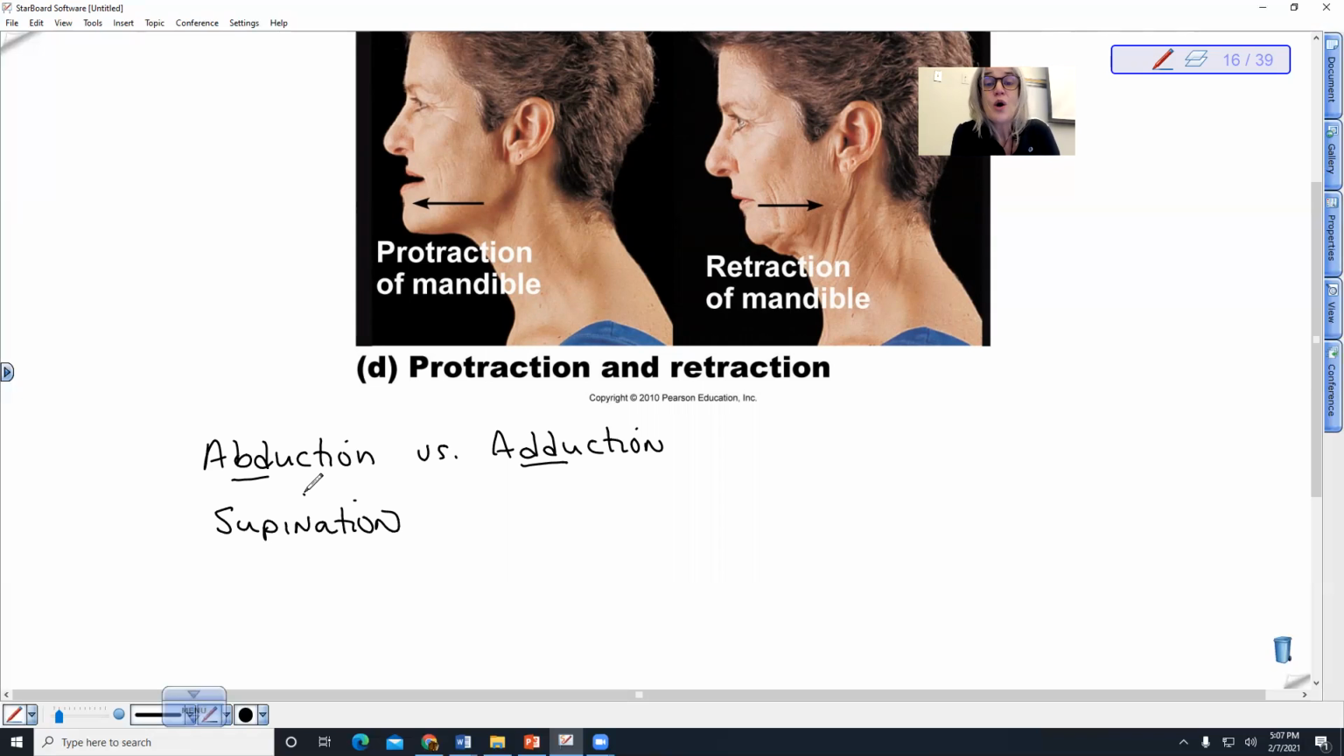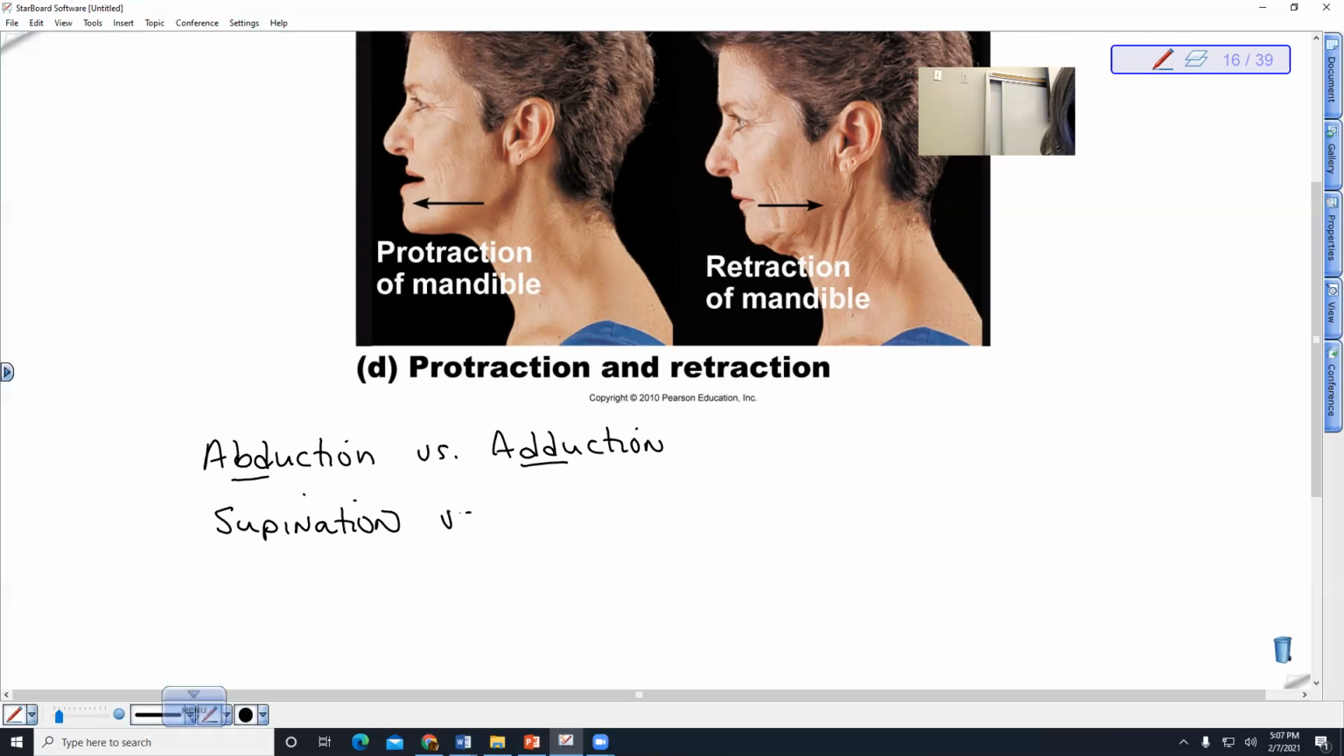This is in your radio-ulnar joints. My elbow is staying in place. My wrists really aren't moving that much. I am rotating my radius and my ulna relative to one another. And remember that those articulate distally as well as proximally. So that would be at the radio-ulnar joints, supination.